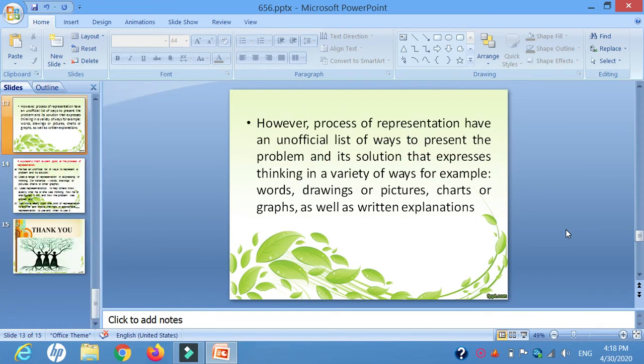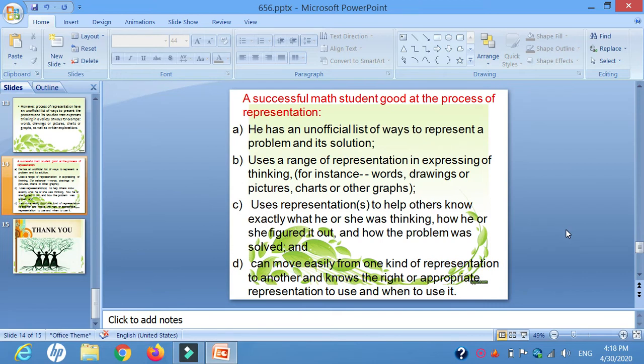However, the process of representation has an unofficial list of ways to present the problem and its solution that express thinking in a variety of ways. For example, words, drawings or pictures, charts, graphs, as well as written explanations. A successful math student good at the process of representation has an unofficial list of ways to represent a problem and its solution, and uses a range of representations in expressing thinking, for instance, words, drawings, pictures, charts or other graphs.